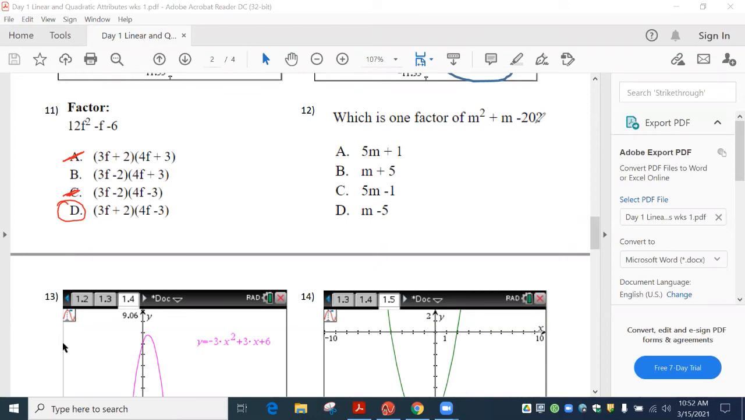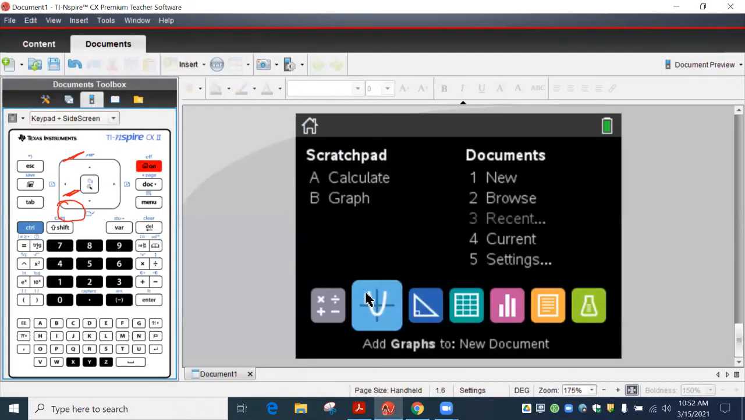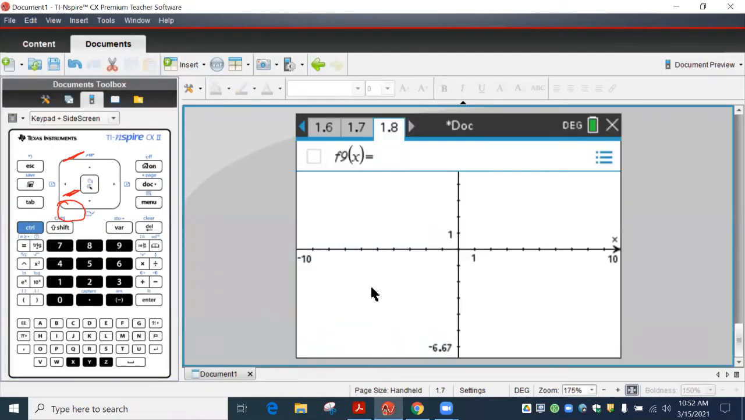So once again, does this have an equal sign here? No. If there's no equal sign, then we're going to type this in the calculator. So everybody go start a brand new graph. So go home and start a brand new graph.